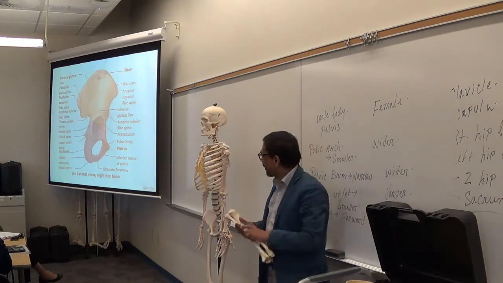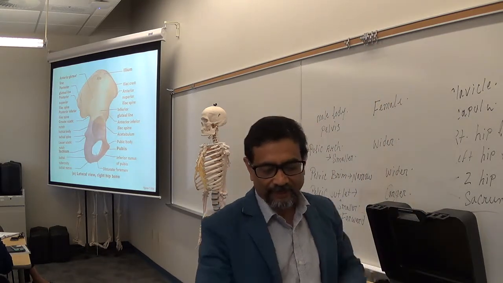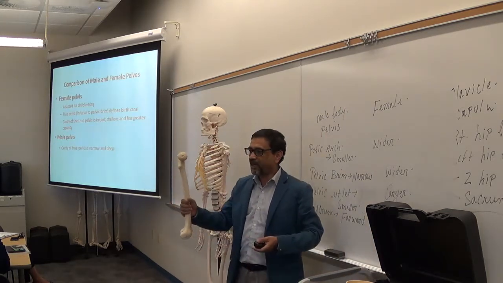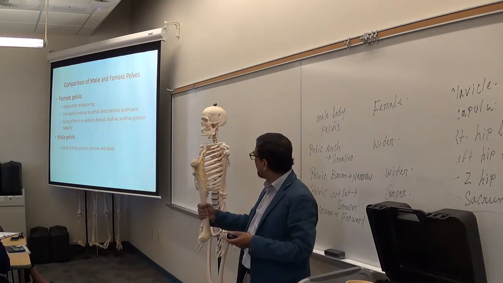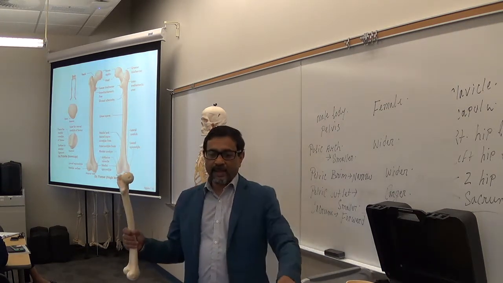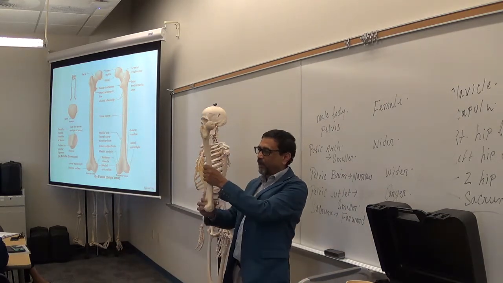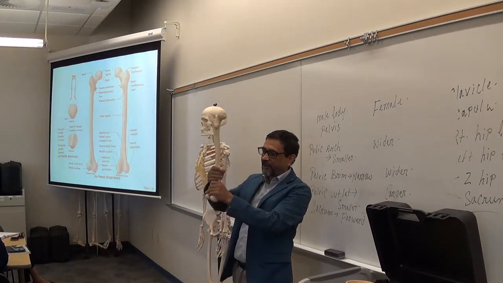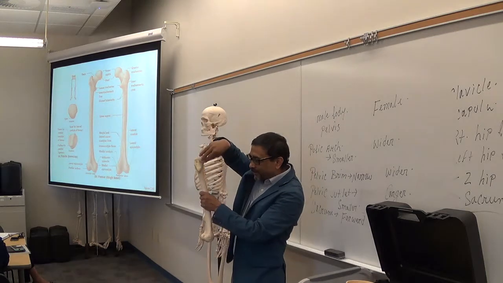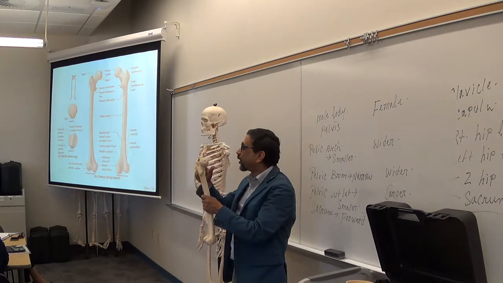Then tibia and fibula. Okay? Oh, sorry, femur first. This is the femur. Femur is the longest, largest, strongest bone of the body. And this is a long bone, so it has an upper end and a lower end connected by a shaft. Okay, so first we'll see the upper end. This is the upper end, has a nice what? Head and long neck and 2 trochanters.